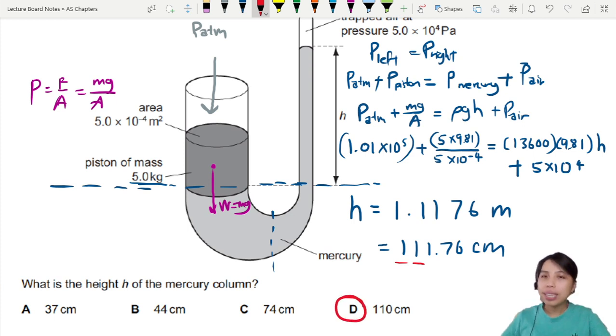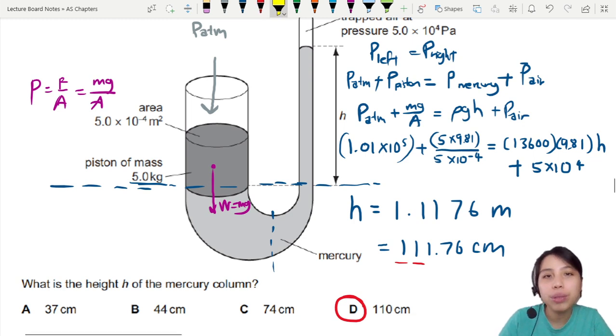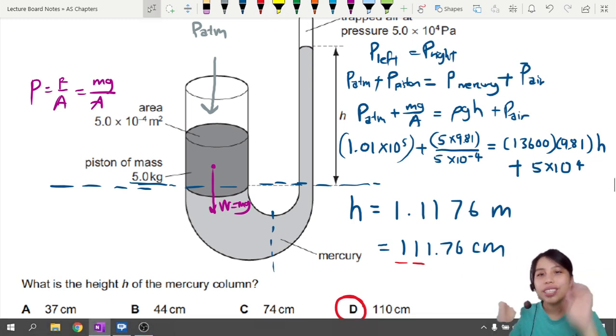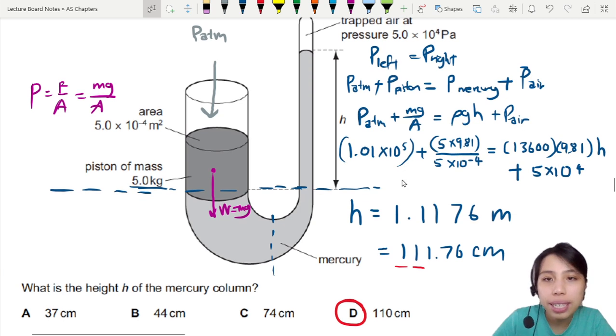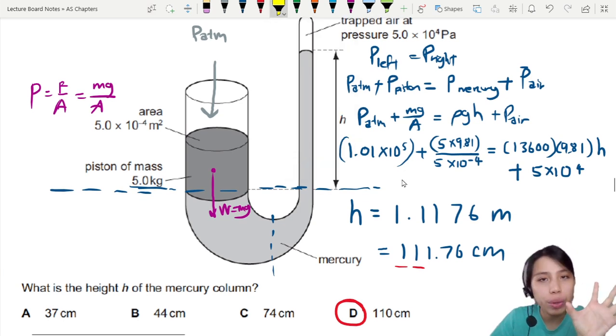So that's how we can find all kinds of pressure-related problems related to any curved tubes, V tube, U tube. Just remember the key idea that if this whole liquid is not moving around, it's steady, pressure on the left side equals the pressure on the right side.